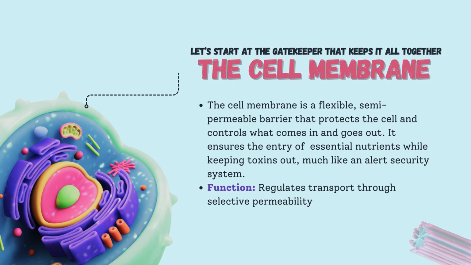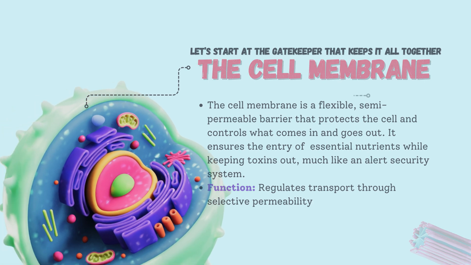Let's start at the gatekeeper that keeps it all together, the cell membrane. The cell membrane is a flexible, semi-permeable barrier that protects the cell and controls what comes in and goes out. It ensures the entry of essential nutrients while keeping toxins out, much like an alert security system. Function: regulates transport through selective permeability.